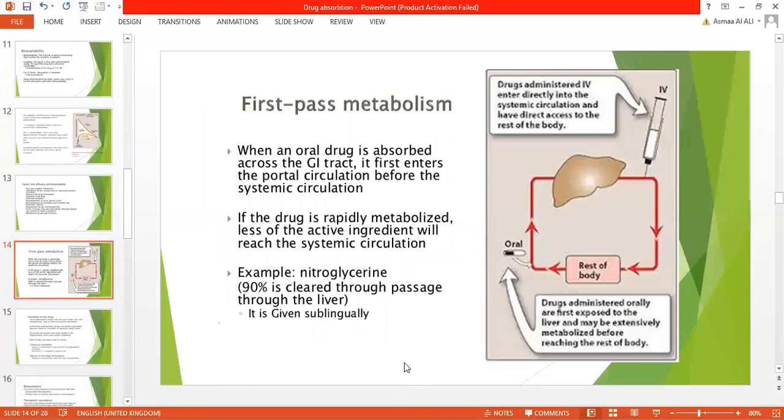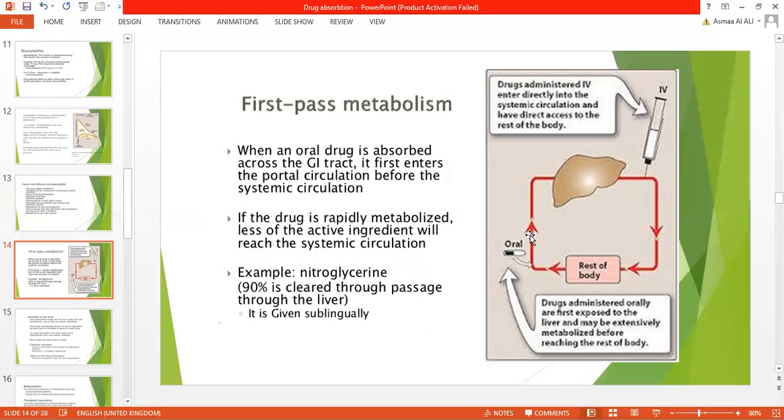For first pass metabolism, when an oral drug is absorbed across the GI tract, it first enters the portal circulation before the systemic circulation. But if the drug is rapidly metabolized, less of the active ingredient will reach the systemic circulation in the case of oral administration.